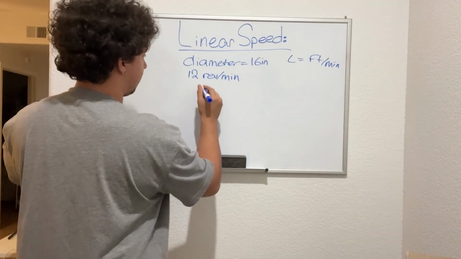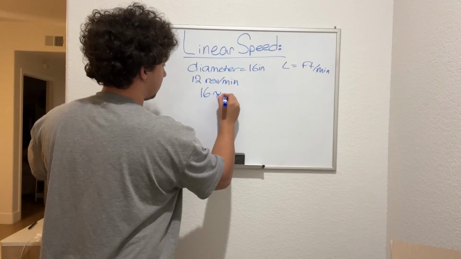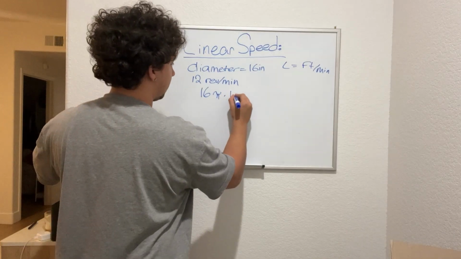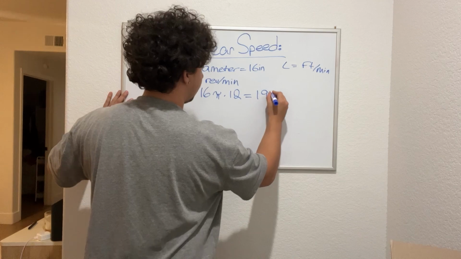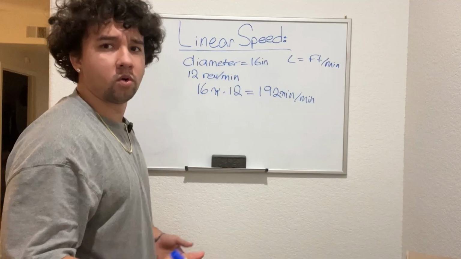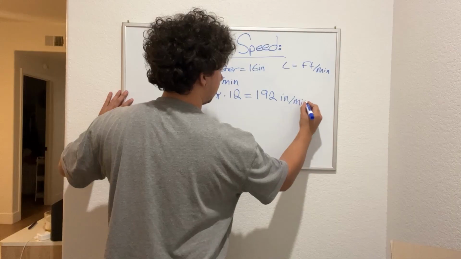Circumference is pi times diameter. So in this case, 16 pi times my revolutions per minute, which is equal to 192 pi inches per minute.